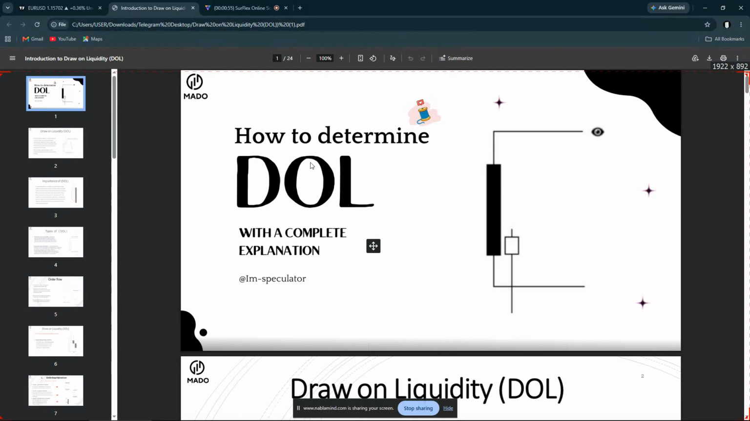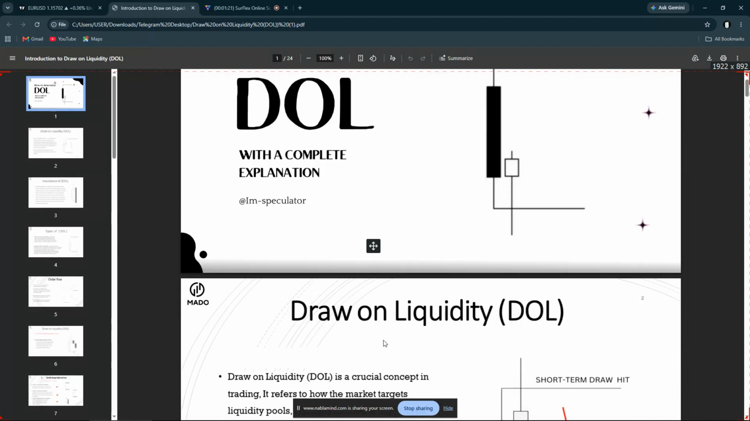Today, I'm going to be teaching you guys on draw on liquidity, and this is a simple guideline on how to find or determine a draw on liquidity to frame a particular trade. So in this, I'm going to be showing you guys using a PDF, how to determine your draw on liquidity. This is a complete guide and also a complete explanation on how to use draw on liquidity.